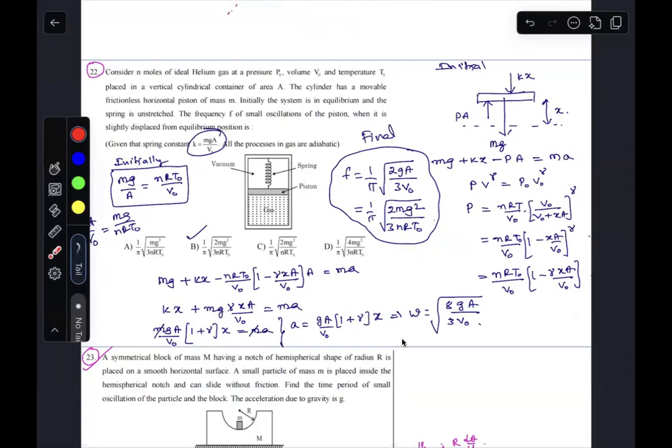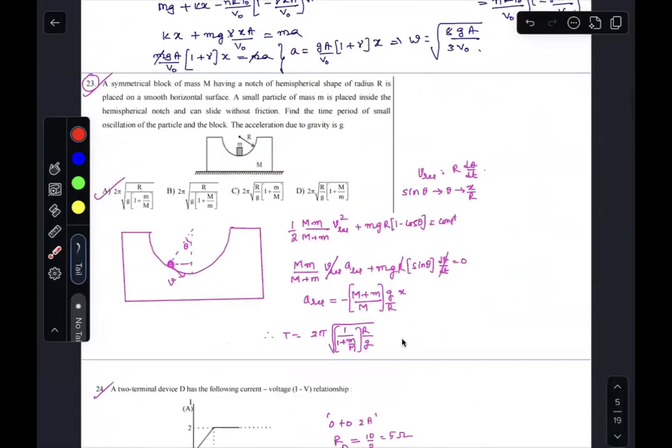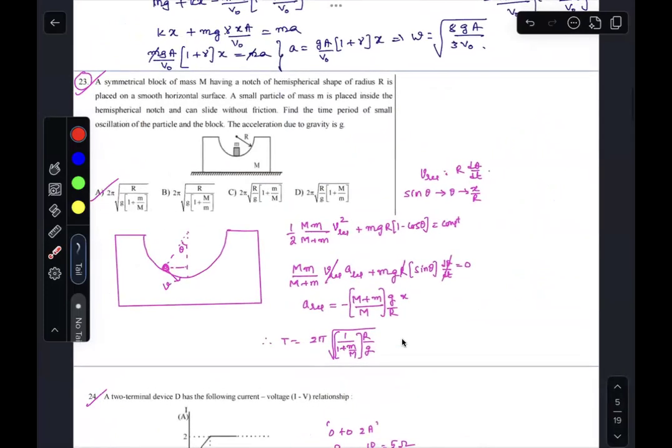This can be done. See, in a difficult paper, you need to find out the problems that you could definitely do. This can be done. And there is no formula relation in this case. So you failed in this, right? This is the most easiest question out of all.